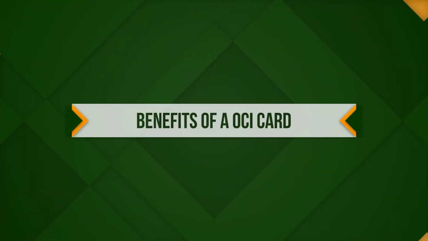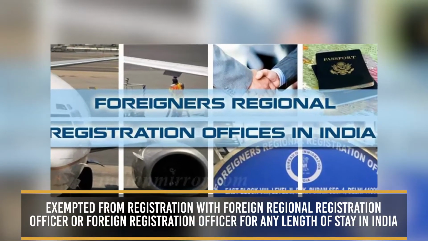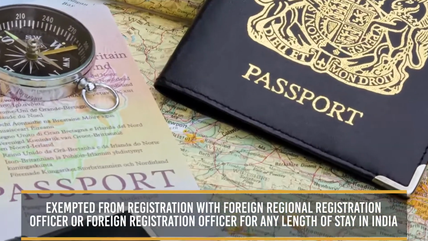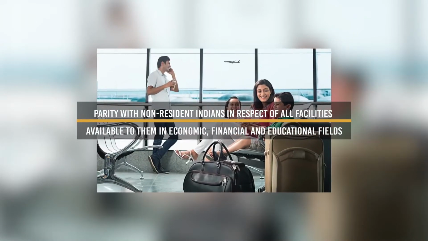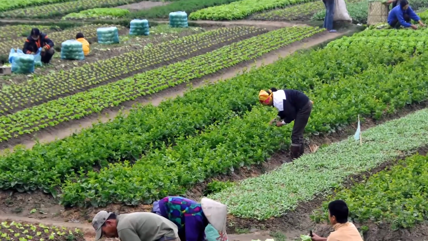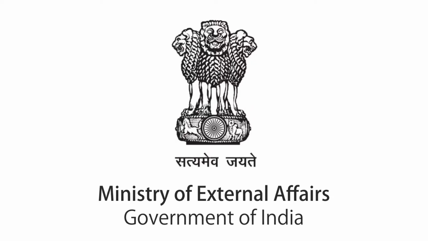Benefits of an OCI card. A registered overseas citizen of India is granted a multiple entry, multi-purpose lifelong visa for visiting India. He or she is exempted from registration with the Foreign Regional Registration Officer or the Foreign Registration Officer for any length of stay in India. They are entitled to general parity with non-resident Indians in respect of all facilities available to them in economic, financial and educational fields. The only exception is matters relating to the acquisition of agricultural or plantation properties. The specific benefits at parity are notified by the ministry from time to time.